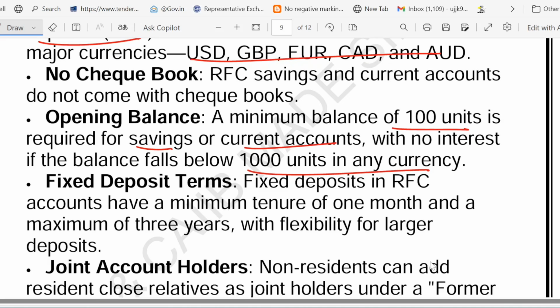For example, take the case of Arjun. Suppose Arjun's RFC savings has $900. So he gets 0 interest that month because it falls below 1000 units in any currency. So no interest for that. If the balance falls below 1000 units in any currency, no interest. This is a very, very important thing.